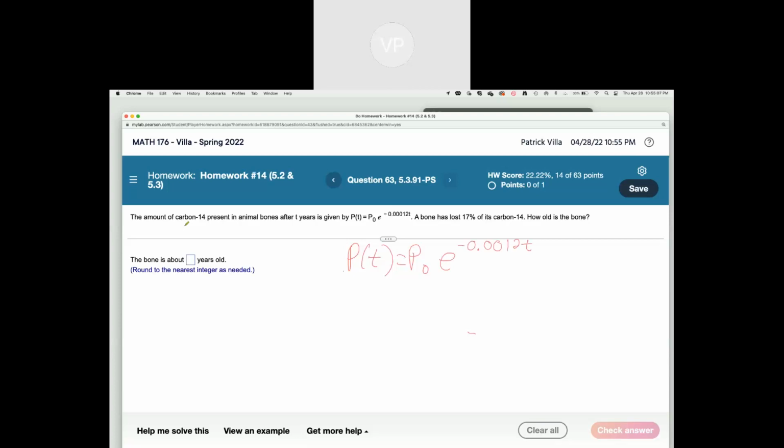Now, the t, so you know, this is what we're trying to find. They ask you, how old is the bone? They're looking for the time. So don't worry about trying to find something to replace that. You've got to replace everything else. So since it's lost 17%, that means it has 83%. Notice that they word it differently sometimes. The other one, they told you had 5% left, so we put in a 0.05. Here, they tell you it's lost 17, so you have to do that quick math, subtract it from 100 to know that it's got 83% left. So this up front is going to be 0.83 P naught, P sub 0.